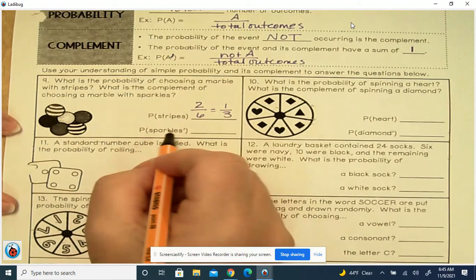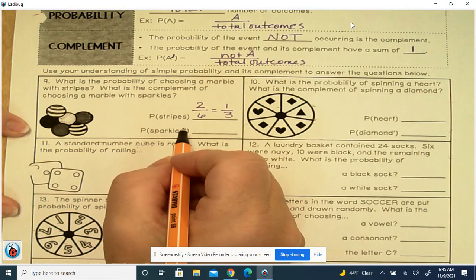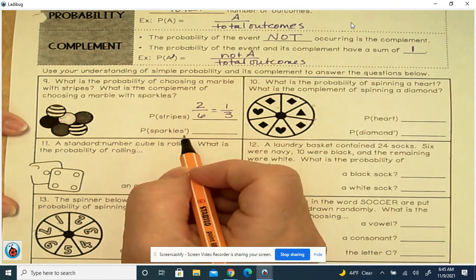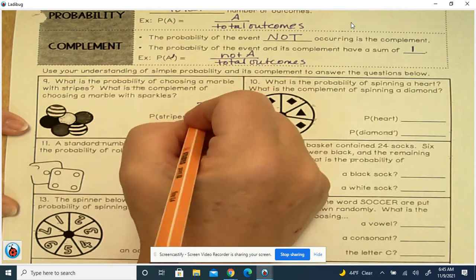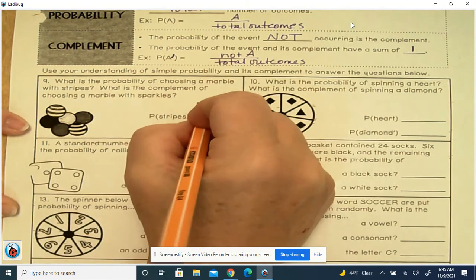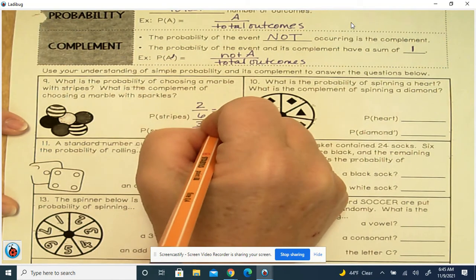The probability of not sparkles is what it says. So the probability of not sparkles is 1, 2, 3, 4, or 3. 1, 2, 3. 3 out of 6, or 1/2.